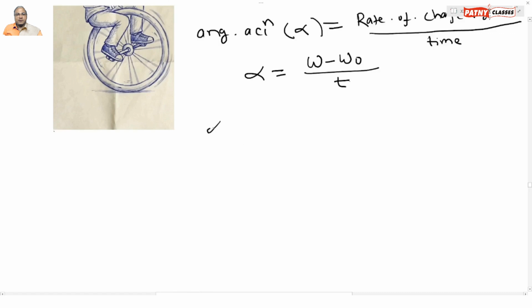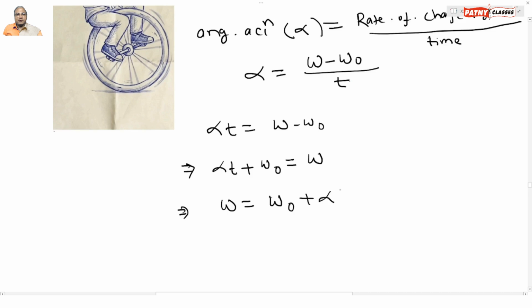Now cross multiplying, alpha t equals omega minus omega naught, which implies alpha t plus omega naught equals omega, which implies omega equals omega naught plus alpha t. This is the required first equation of rotational motion, the first equation of a rotating body.